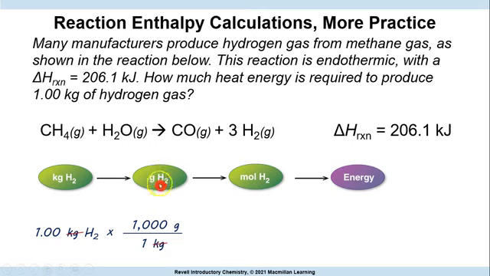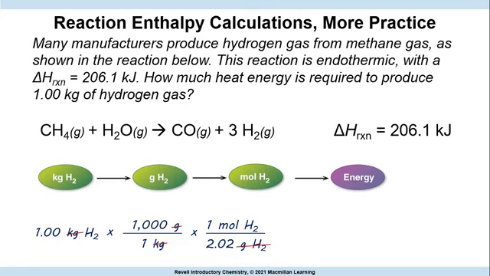What you have to take note of here is that hydrogen is a diatomic molecule. So if you look at the periodic table, you will see the mass of 1 atom of hydrogen. So take note of that. You have to multiply that by 2, and that will give you 2.02 grams of hydrogen per mole. So we see here that the grams will cancel with the grams of hydrogen, and we are left with moles of hydrogen.